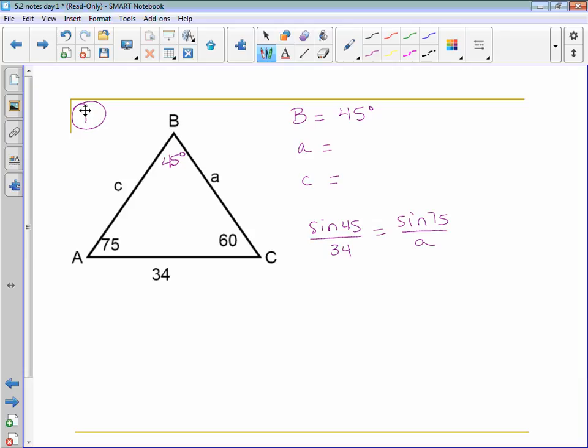So sine big A is 75. What about sine big C? We only do 2, so you only solve with 2 proportions at a time. You don't solve with all 3.